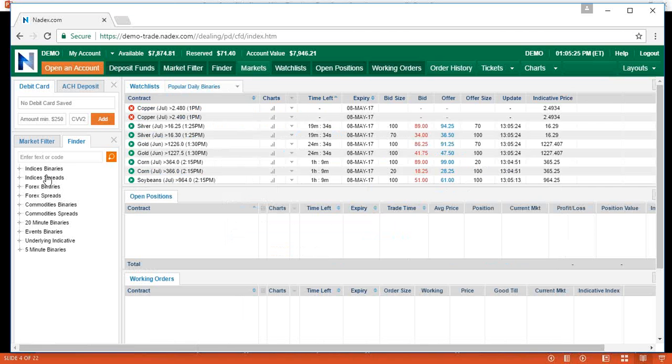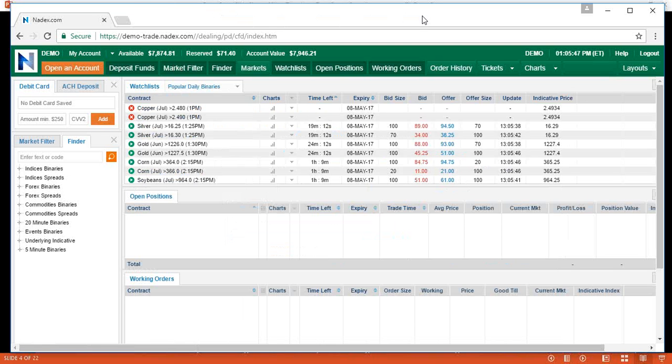Once you get it mastered in demo, you're being profitable in demo, then you can move over to your live account and start utilizing it there. But I can tell you, I've been trading Nadex now for almost 4 years, and I use my demo account almost every single day, testing new things, trying out new things, mastering new things. It's a tool that is just an absolute must.